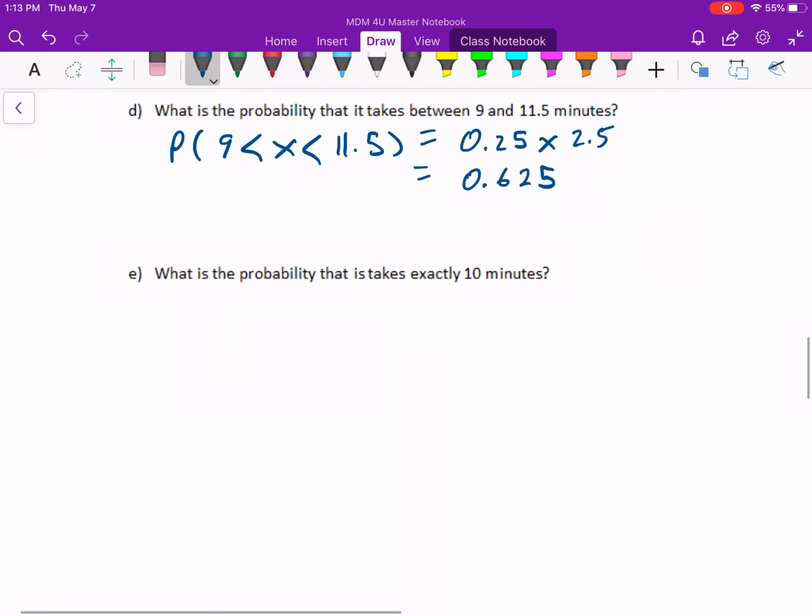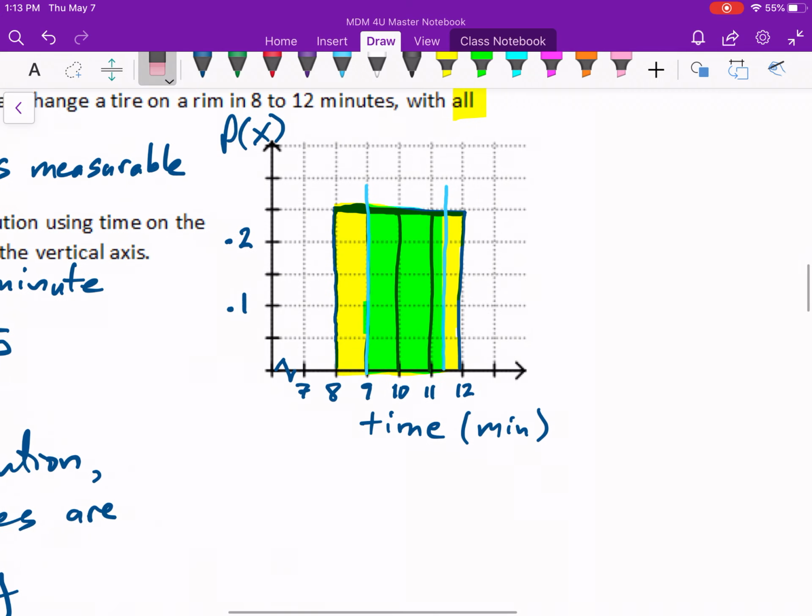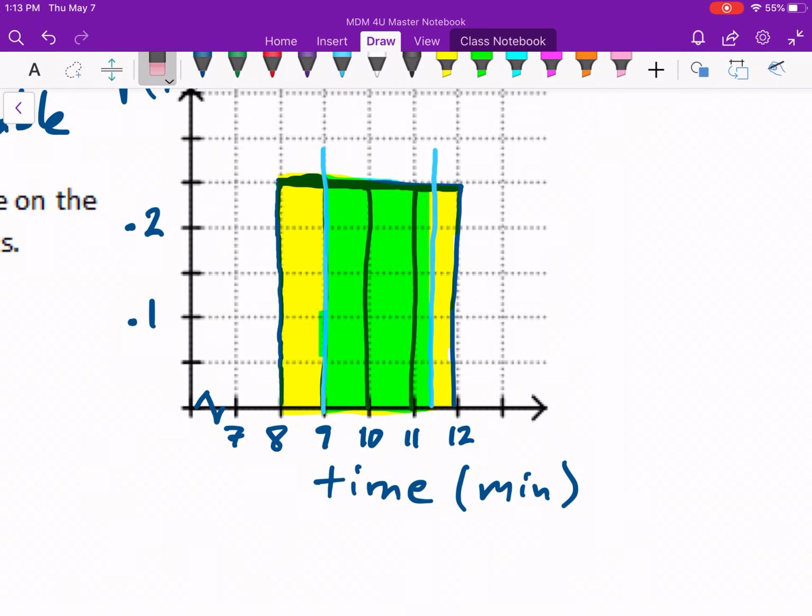What is the probability that it takes exactly 10 minutes for him to change a tire? Okay, now we get to something interesting. Let's see. Can I delete this? It's going to become hard. I was going to delete my shading from the previous example, but that'll get rid of everything. So, let's just look at this. I'll do it in red. Here's exactly 10 minutes. I'll draw it as a solid line. So this red line is 10 minutes, as you can see.